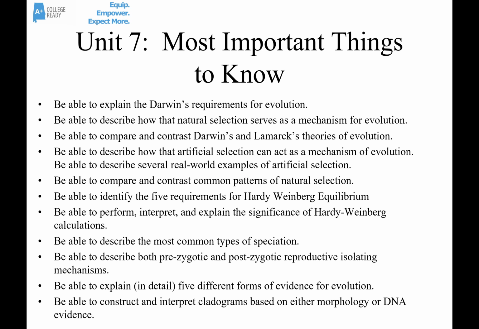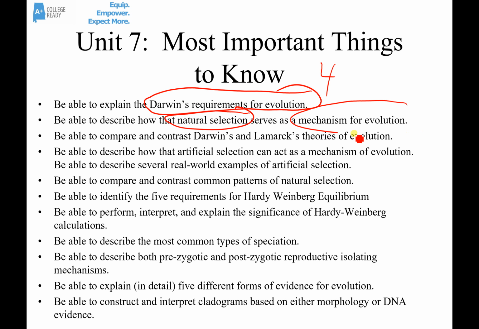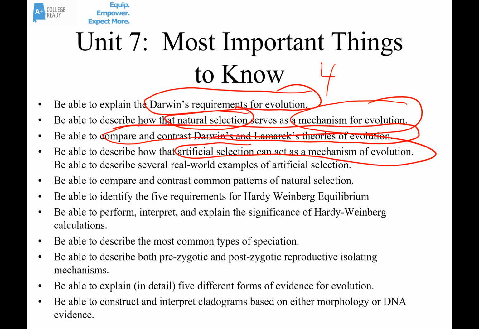Here are the most important things to know from Unit 7. First of all, make sure that you know Darwin's requirements for evolution. It's 4 major requirements. Make sure that you can describe how natural selection serves as Darwin's so-called mechanism of evolution. How does it make evolution happen? Make sure that you can compare and contrast Darwin's and Lamarck's theories of evolution. Make sure you can describe how artificial selection can act as a mechanism of evolution, and be able to describe some real-world examples of artificial selection.